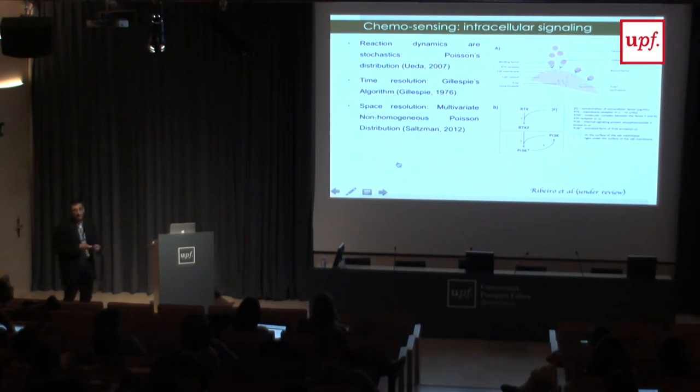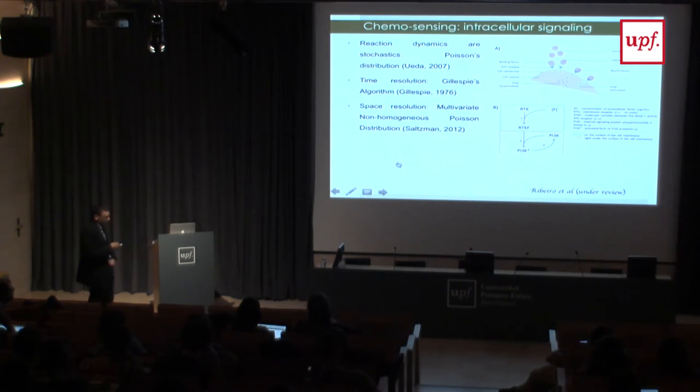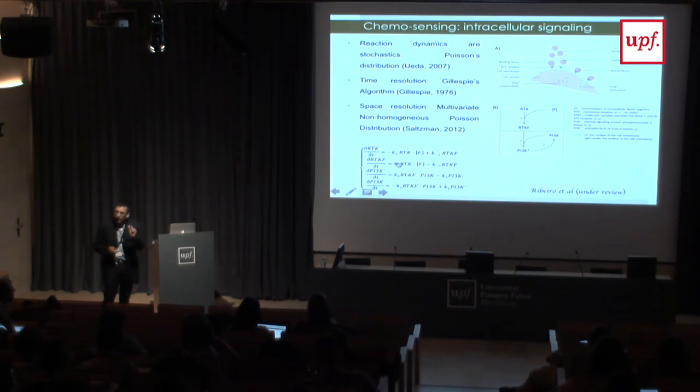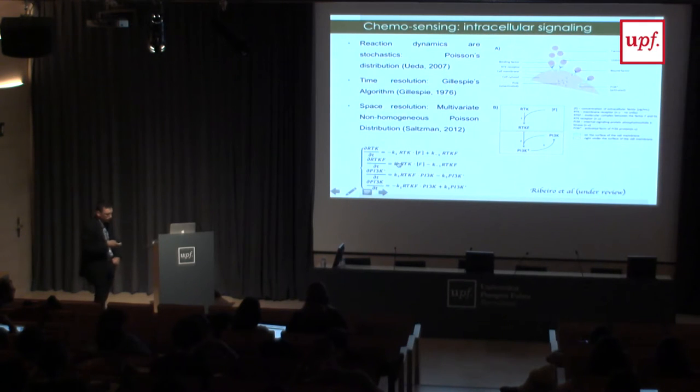So, this is a stochastic phenomenon, the part that requires the highest computational cost, and we use a Poisson distribution. Reaction dynamics are stochastic, and later we have a time resolution using Gillespie's algorithm, which is quite usual in chemical reactions. So we use these equations, and this equation is activated in each point. We discretize the cell surface and each point of the cell surface is activated stochastically. For that, we use techniques in space, a multivariate non-homogeneous Poisson distribution published by Zaltman.